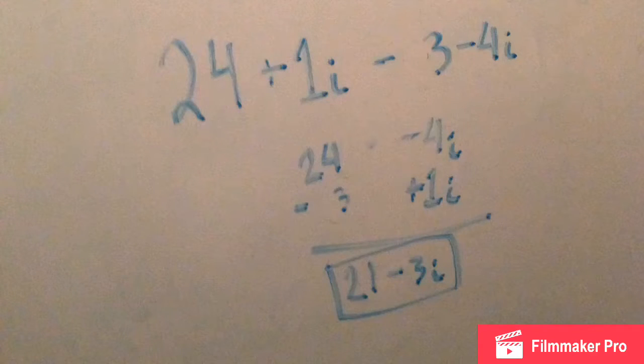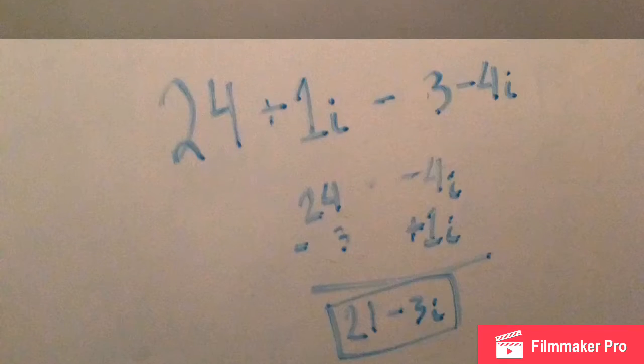And now we do the imaginary numbers. 1i minus 4i equals negative 3i. And that'll give us 21 minus 3i, and that's how you solve addition of complex numbers.